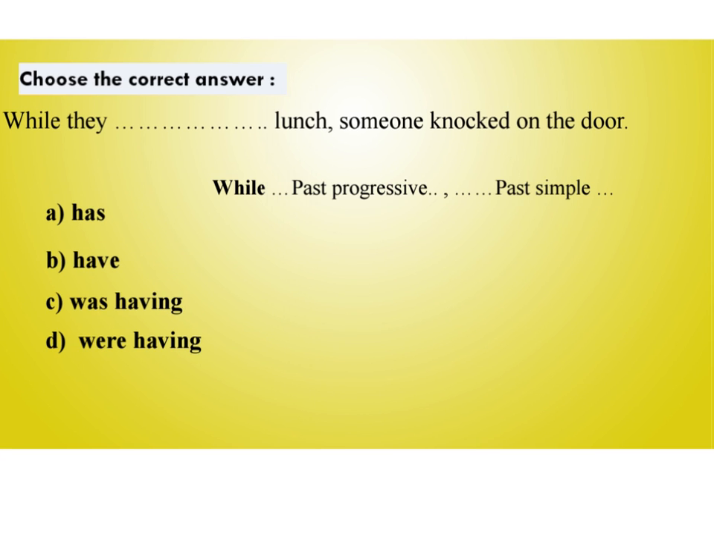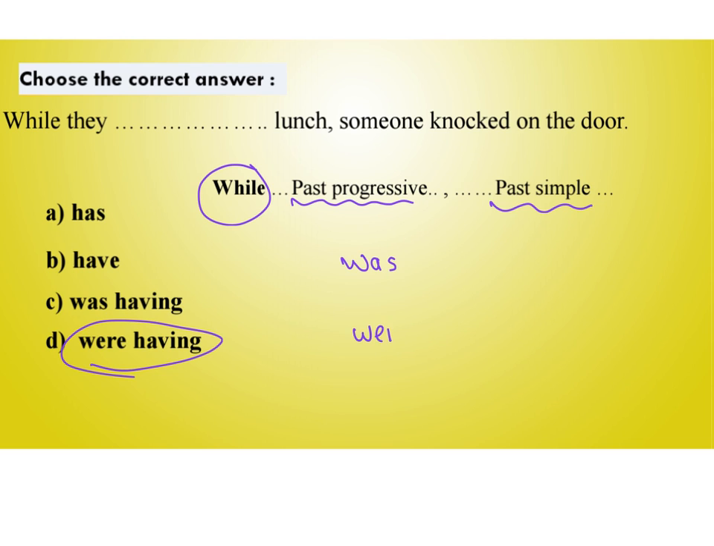Yes, I've heard some students have chosen were having. Excellent. But why? Because after a while, yes, we use past progressive, then past simple. How do we form the past progressive? We use was or were plus verb plus ing.